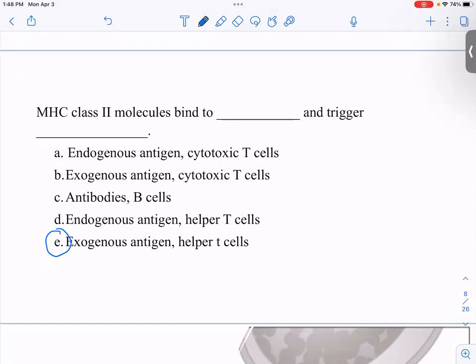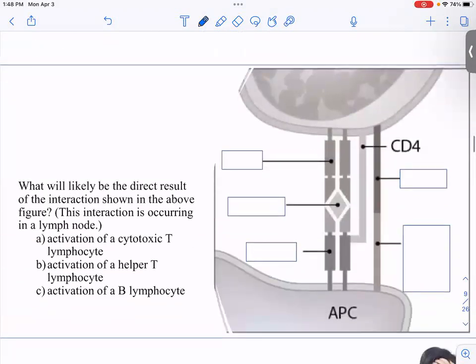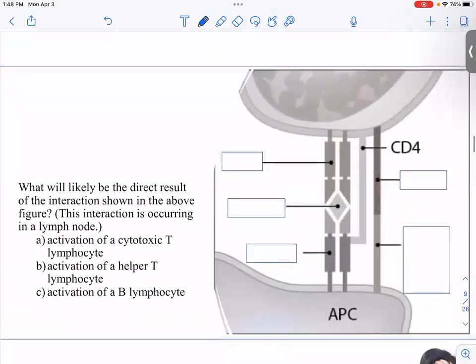So anything that's phagocytized, that's outside of the cell, and that's an exogenous antigen. And then, like I said before, MHC class 2 only will present to T helper cells. The cytotoxic T cells are the class of cells that will recognize antigen presented by MHC class 1. Okay, so knowing that, that might make this last question a little bit easier.